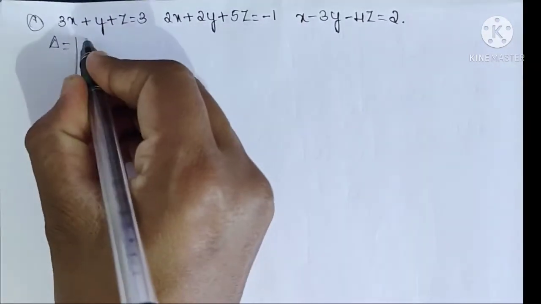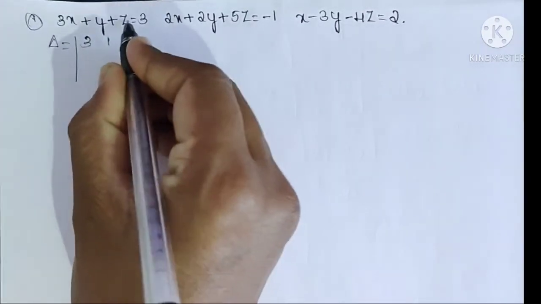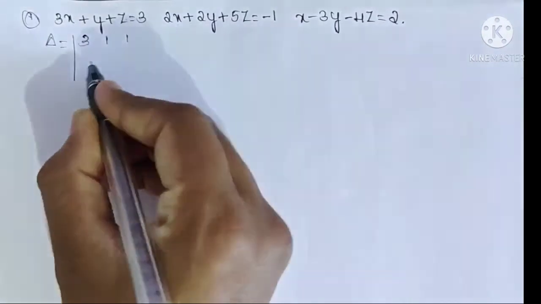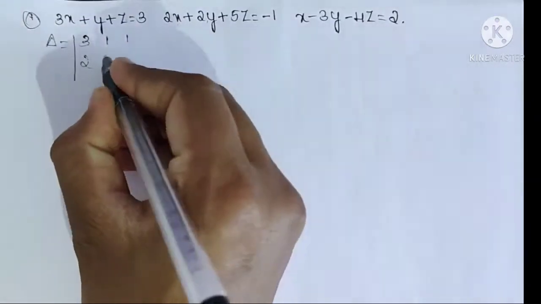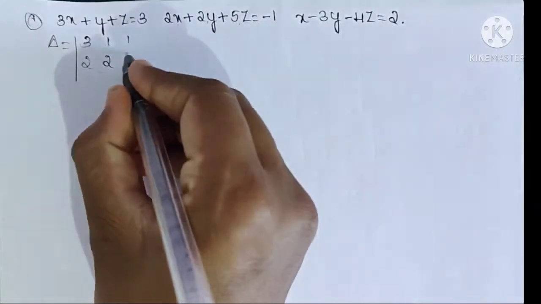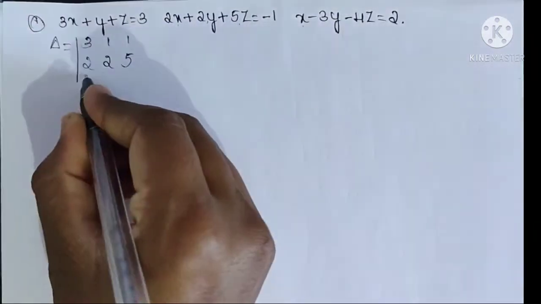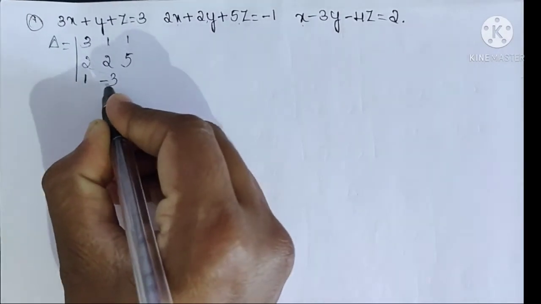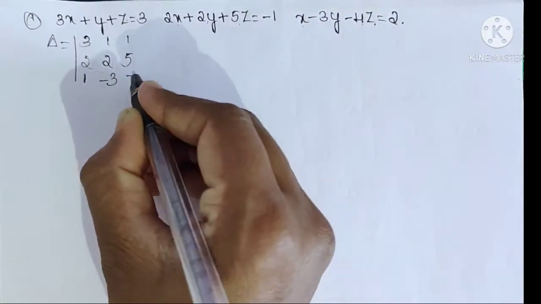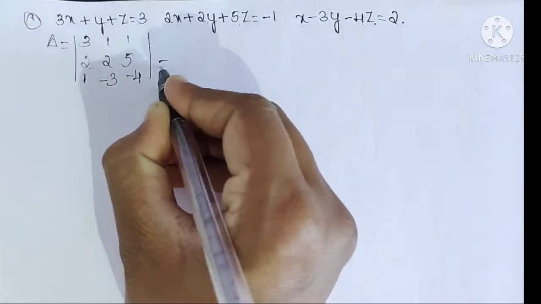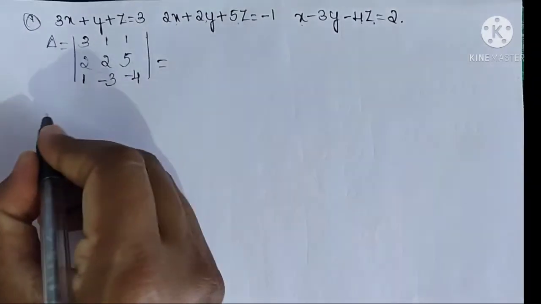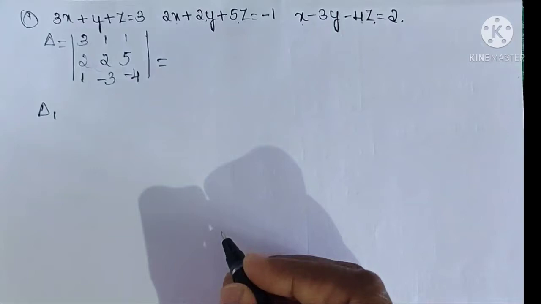The x coefficient is 3, y coefficient is 1, z coefficient is 1. Next row: x coefficient is 2, y coefficient is 2, z coefficient is 5. Next: x coefficient is 1, y coefficient is minus 3, z coefficient is minus 4. This is delta. Next you consider delta 1, delta 2, delta 3.